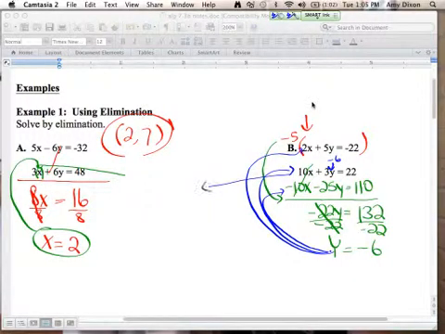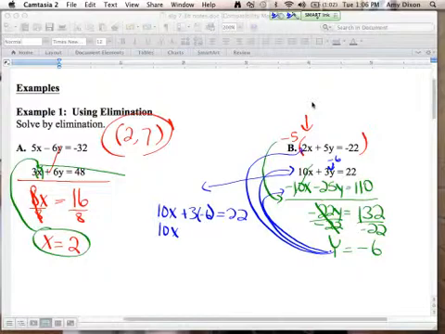So over here we get 10x plus 3 times negative 6 equals 22. So now we solve this equation. We get 10x, 3 times negative 6, negative 18 equals 22. Add 18 to both sides. We get 10x equals 40. Divide both sides by 10. So x is? Your coordinates are 4 and negative 6.